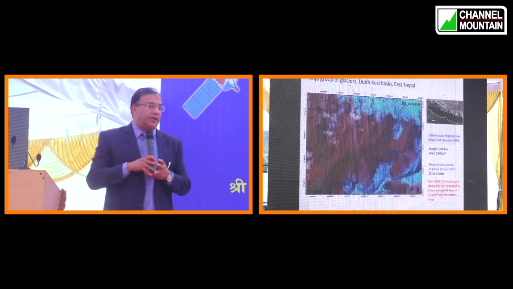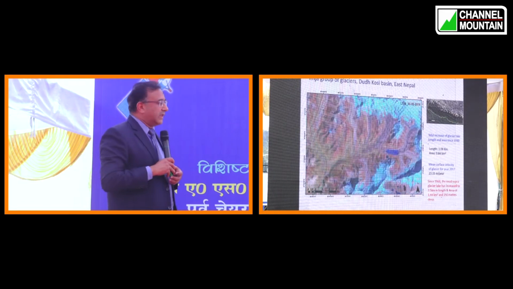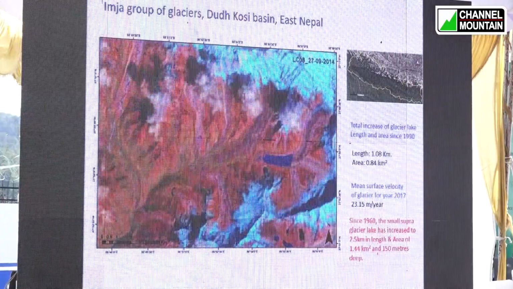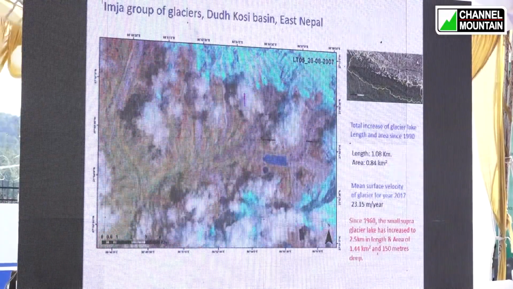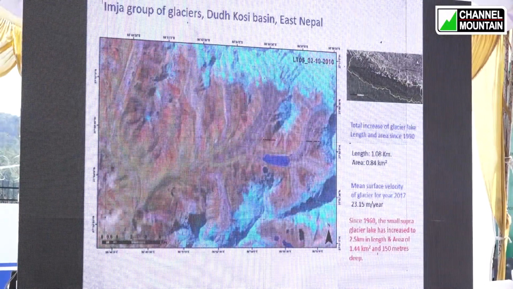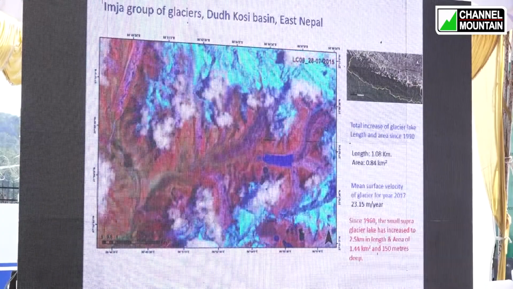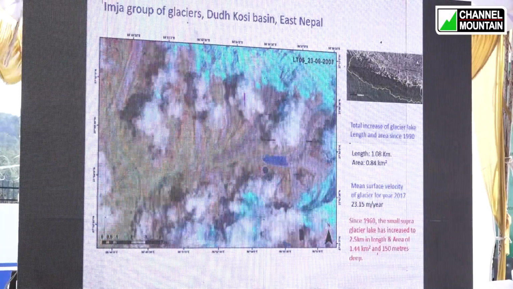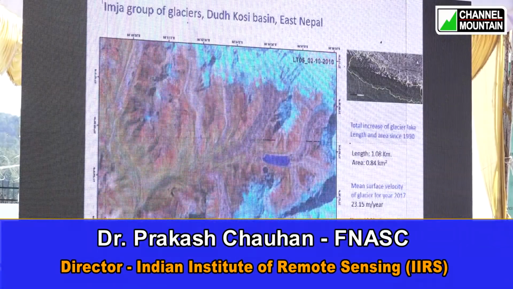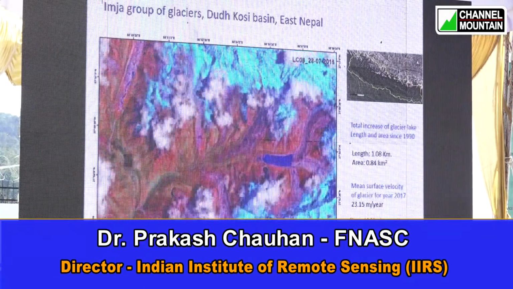Yeah, this is another example where a large number of glacial lakes are forming because of the rapid retreat of a few of the glaciers. This is one typical example where you can see the Imja group of glaciers in eastern Nepal, how this particular glacier is rapidly retreating and giving rise to this fast growing glacial lake. Our colleagues have estimated that this glacial lake has increased in length by around 1.08 kilometers, roughly 1 kilometer, and in area by almost 1 square kilometer since 1990.